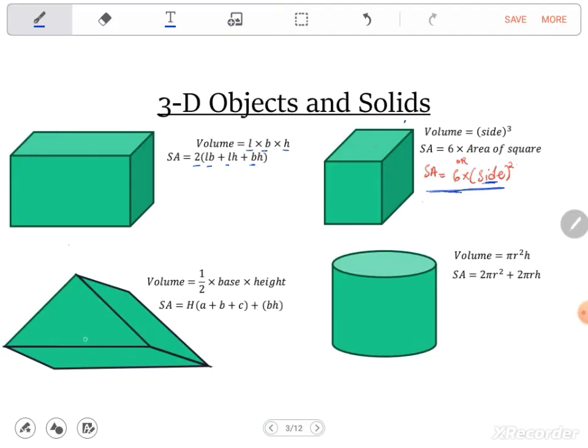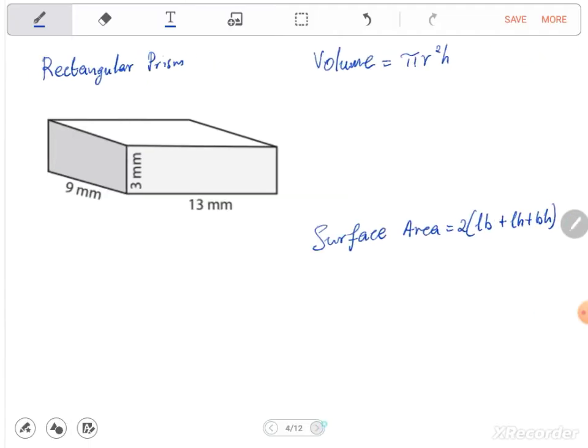And for the triangular prism, the volume is equal to half base times height, multiplied by the capital letter height as well. We have discussed this one in the previous video. For the cylinder, the volume is equal to pi r squared h, whereas the surface area is pi r squared plus 2 pi r h. Now let's get into some calculations.